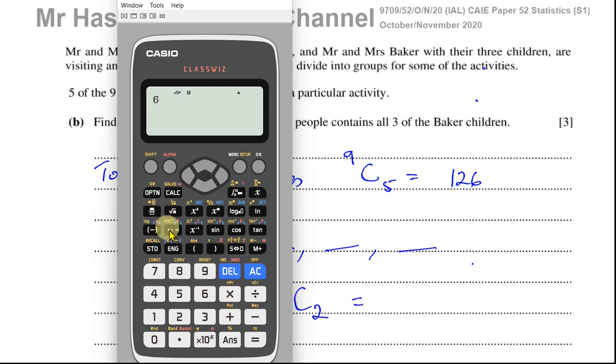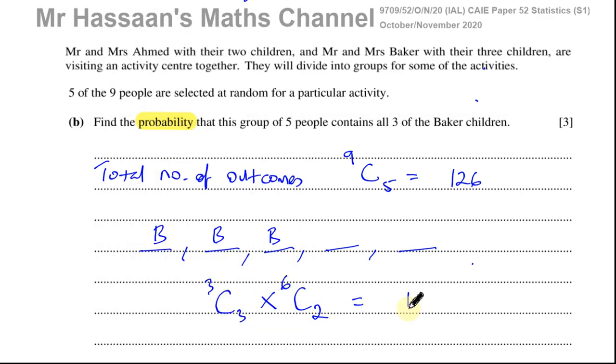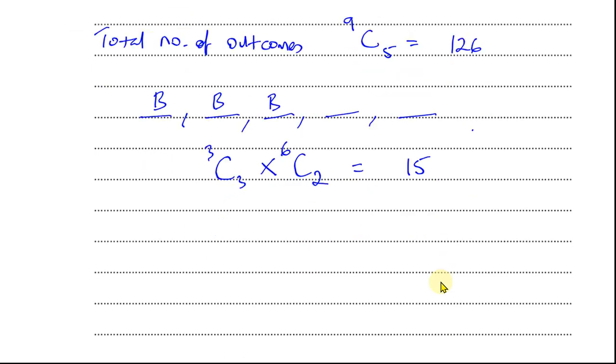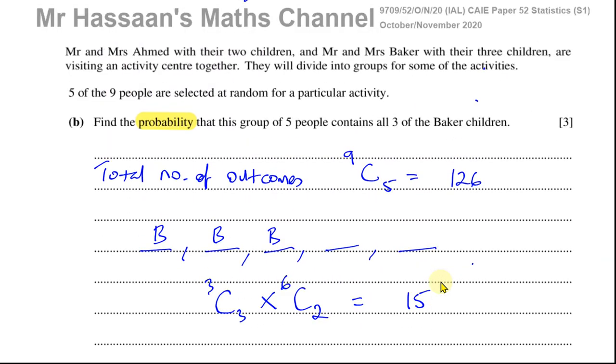6C2 gives us 15. Okay, so now we've got to find the probability. Right, so don't forget this is a question about probability.